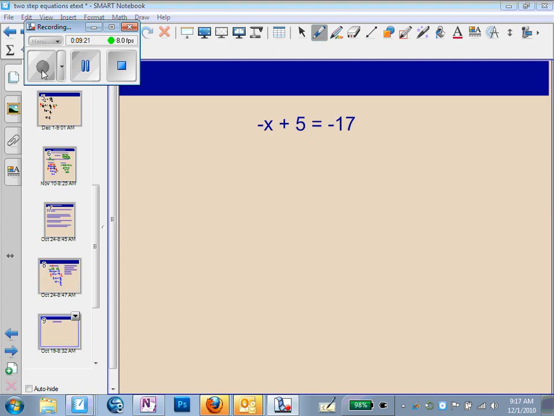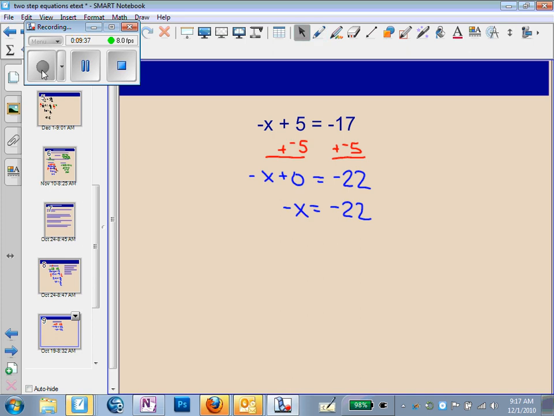In this equation, we're going to start by adding negative 5 to both sides because we want to get rid of our addition first. So that leaves us with negative x plus 0 equals negative 22. So negative x equals negative 22. We have not actually solved this equation yet because x is negative. And remember, negative x actually means the same thing as negative 1x. So we need to keep that in mind in order to solve this.